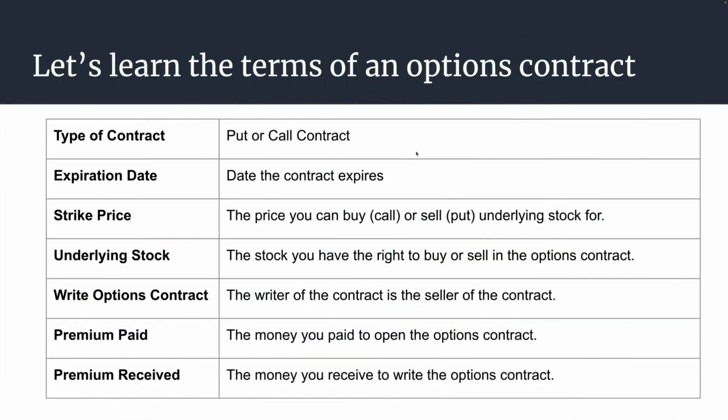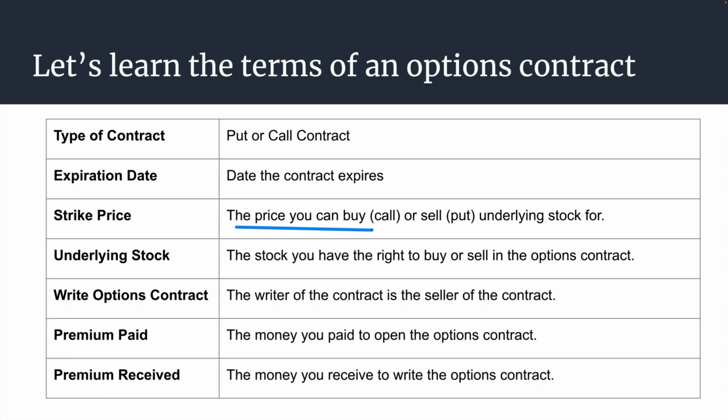Now that we have a general overview of how an options contract works, let's learn some terminology. First of all, as we mentioned, there are two types of options contracts, at least in the United States, a put and a call contract. One is the right to sell shares and one is the right to buy shares. Every contract has an expiration date, and that's the date that the contract either needs to be executed by or it expires worthless. The strike price is the price within the contract that specifies the amount of money you pay to buy or sell shares.